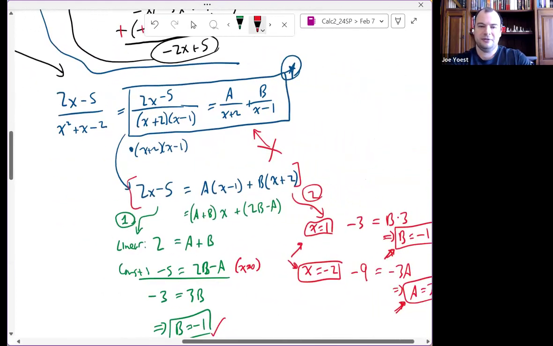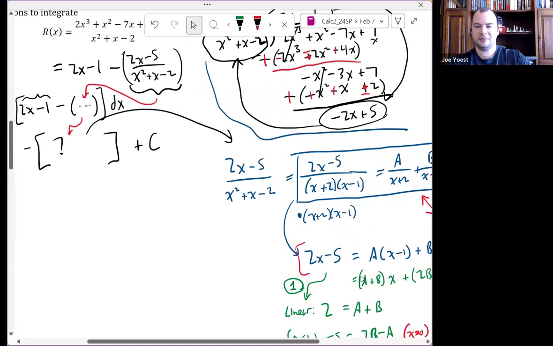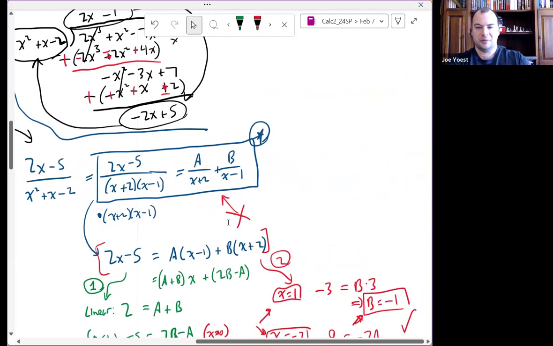Okay, so I have, again, this rational expression that I want to integrate. I can break it down into partial fractions.